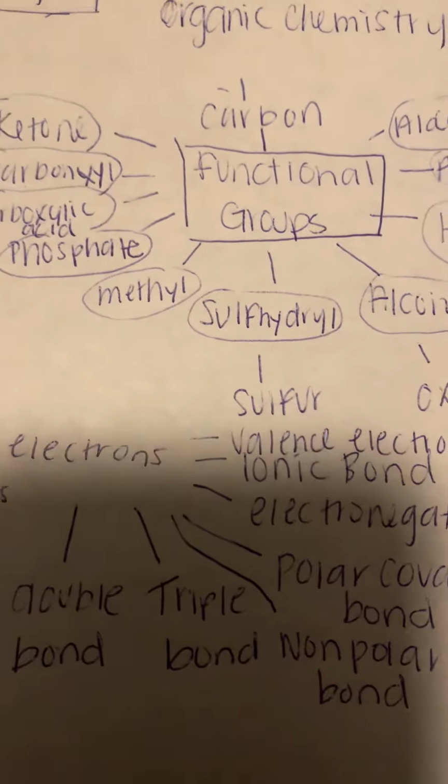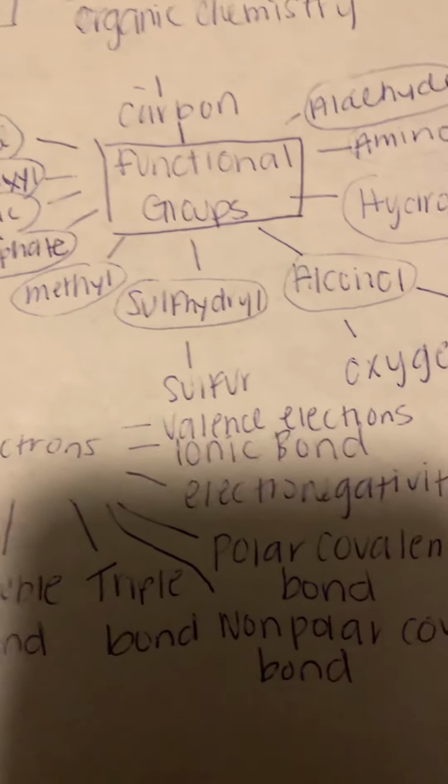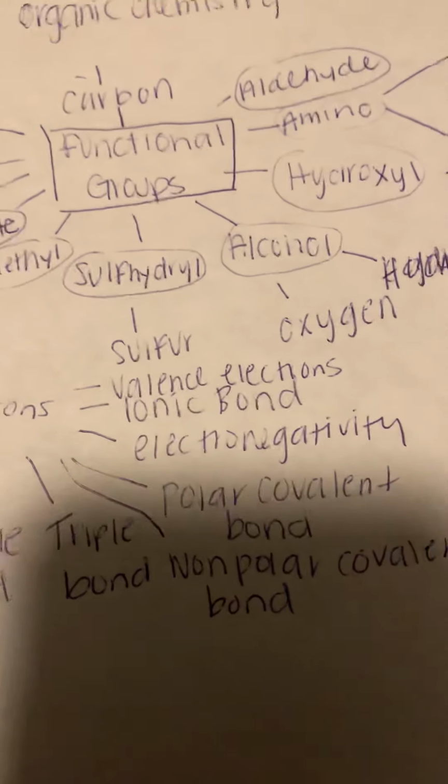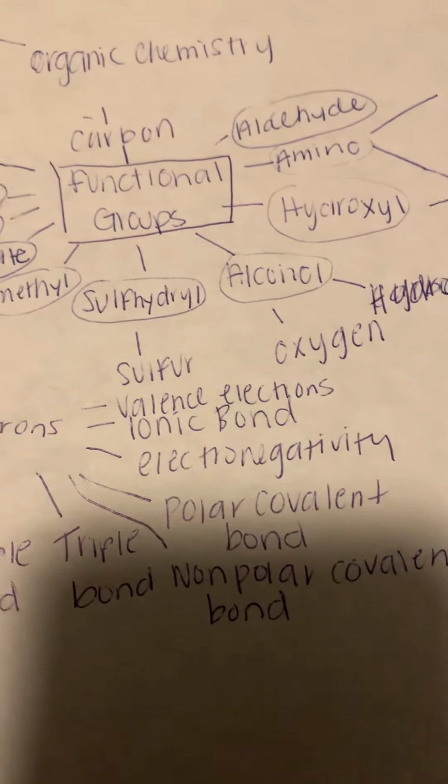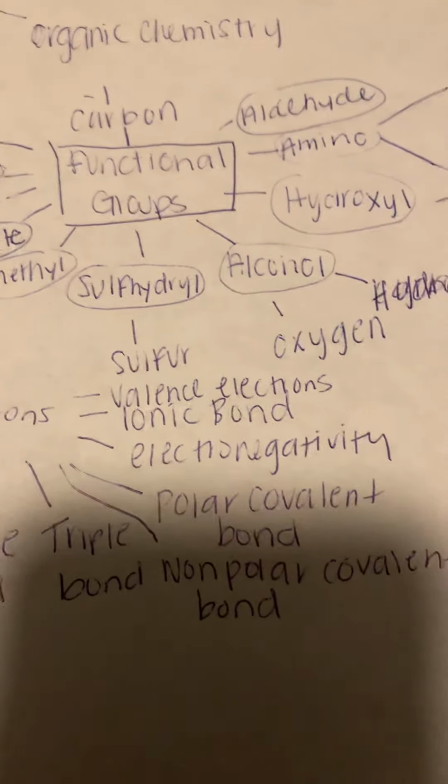And then valence electrons are on the outermost shell of an atom, and they are the ones that bond.